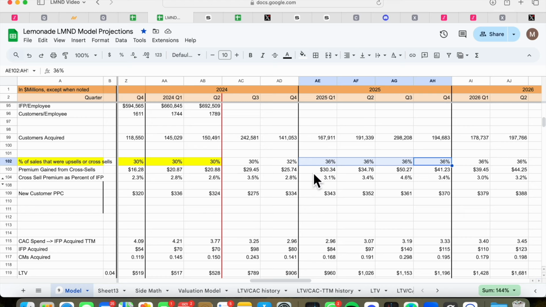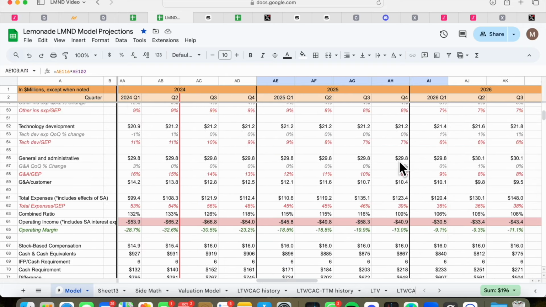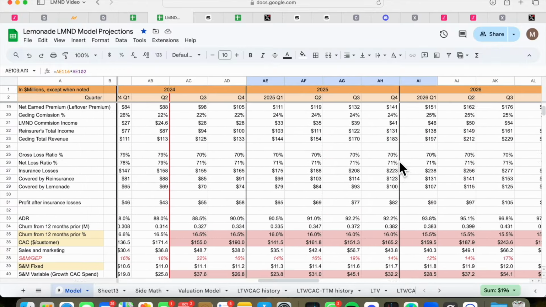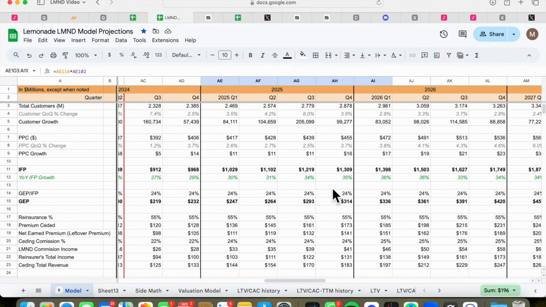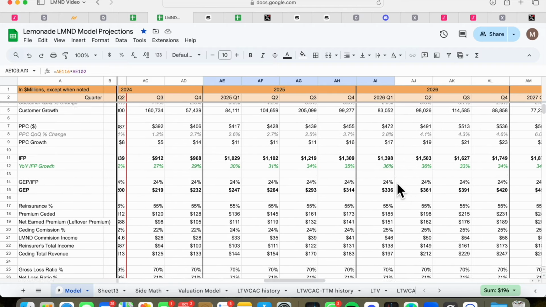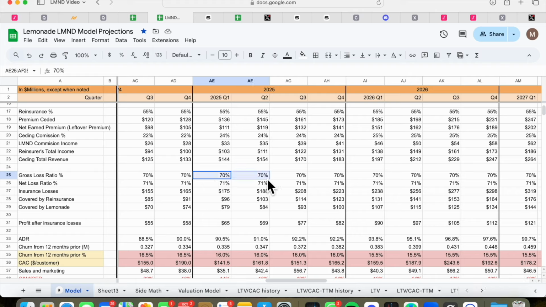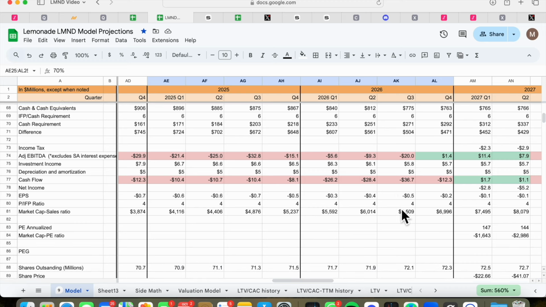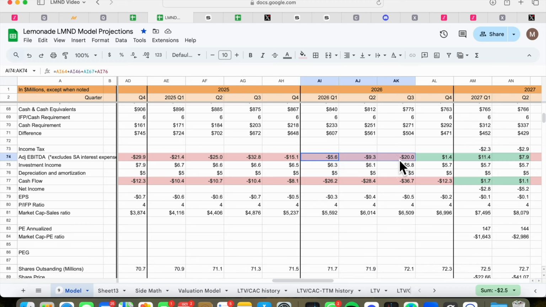Their new customer premium per customer rises because they start to sell not just to renters and pet insurance customers, but also maybe to more car insurance customers right out of the gate, as well as cross-selling to those customers. So all those metrics improve your overall marketing efficiency. And if they can pick up their growth into the mid 30% range for the next couple of years, and if their loss ratios can stay in check, maybe around the 70% gross loss ratio range, then somewhere in 2026 you're probably going to reach adjusted EBITDA profitability.